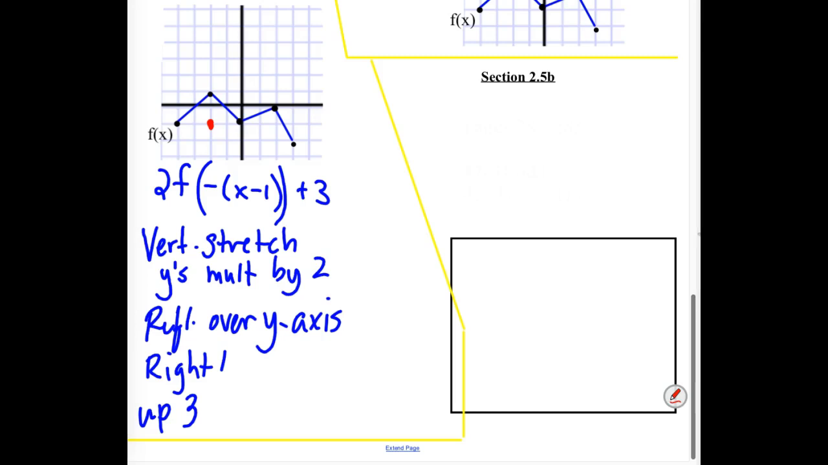All right. Moving this point. Vertically stretching it. Well, what is the y coordinate right now? It's at 0, right? What does doubling 0 do? Still at 0. Okay. Then I'm going to reflect it over the y-axis. Well, I'm 2 spaces from the y-axis, so reflecting it puts me over here. And then we said right 1 and up 1, 2, 3. I land there.